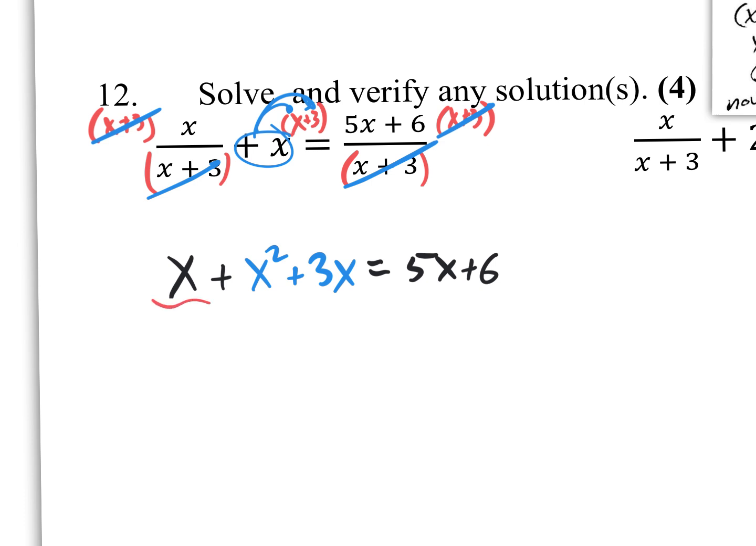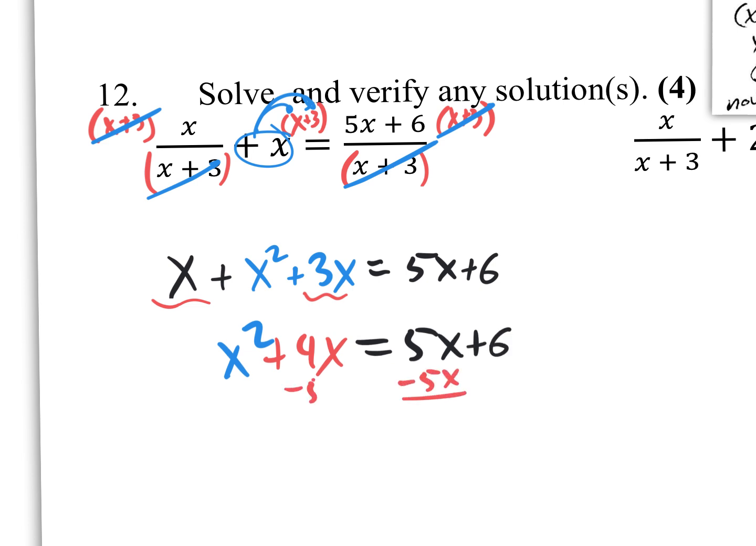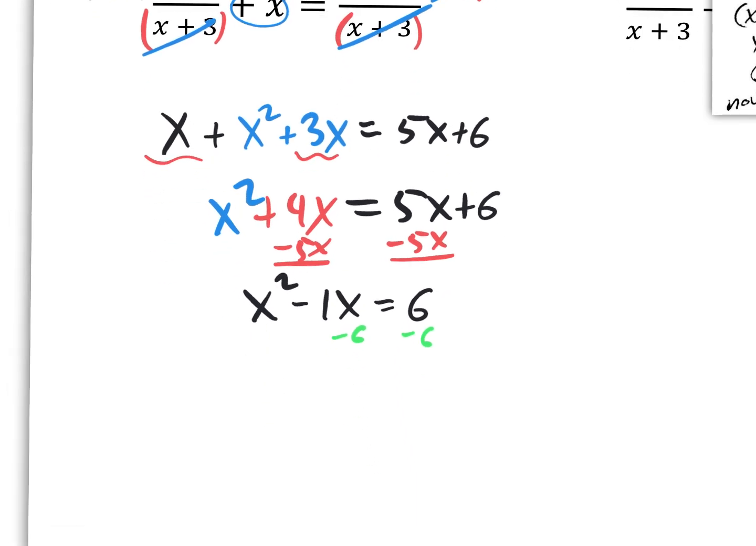We could combine the x plus 3x, that'll be 4x. We have an x squared right in front. We have an equal sign of 5x plus 6. Let's move everything to the left side. I'm going to subtract 5x, subtract 5x. We have x squared minus 1x equaling 6. Of course, subtract 6 and subtract 6, and you'll get x squared minus 1x minus 6 equals 0.